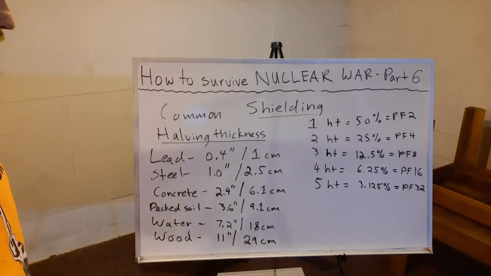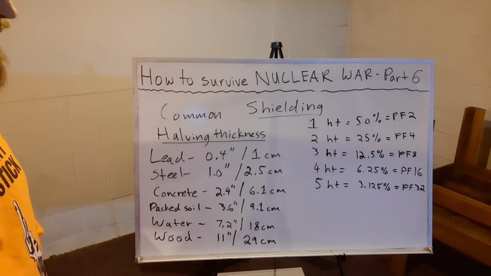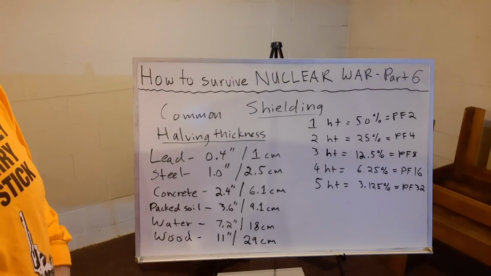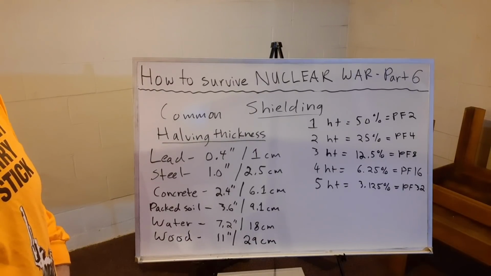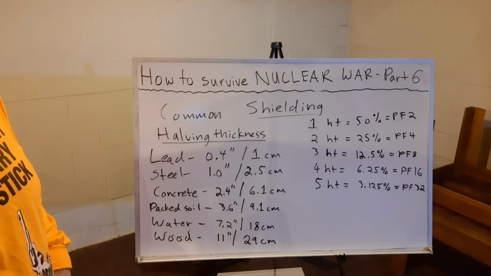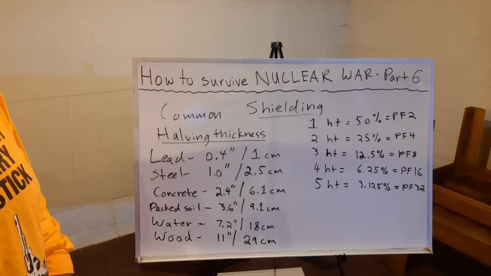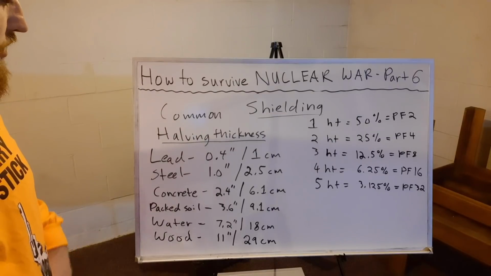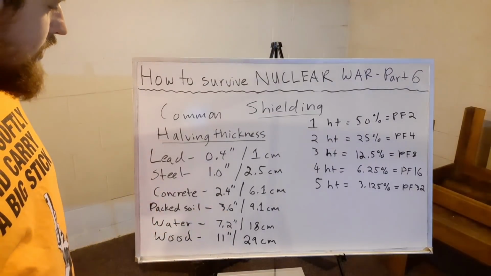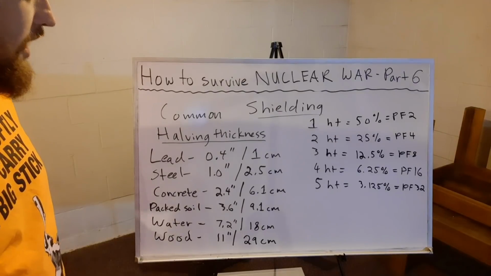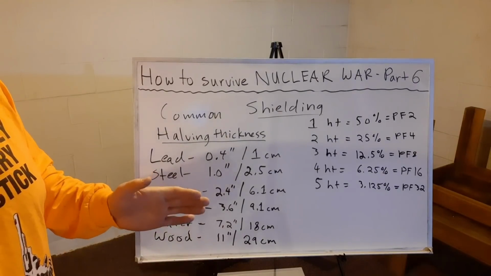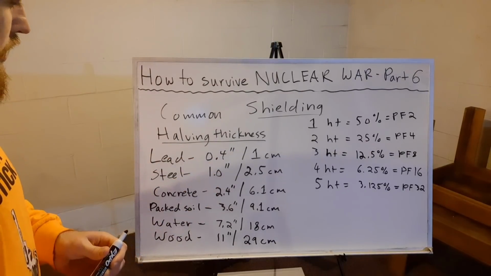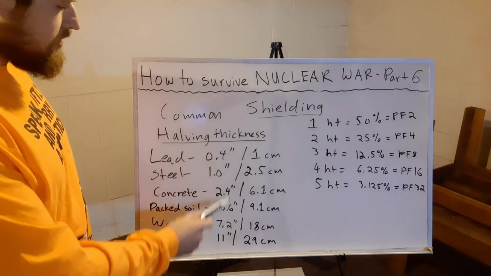And that's why I recommend that everybody have sandbags in their home, because you can fill those sandbags with dirt from your yard, and you can stack those sandbags up and build a fallout shelter in your house or in your basement. And those sandbags are going to have 2 or 3 halving thicknesses, possibly even 4 halving thicknesses, depending on the width of the sandbag and how many sandbags you stack together. So these are your halving thicknesses.